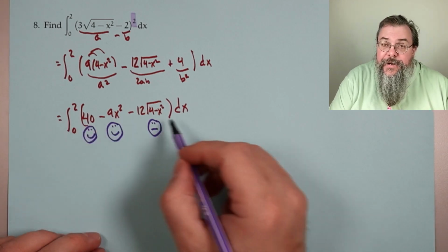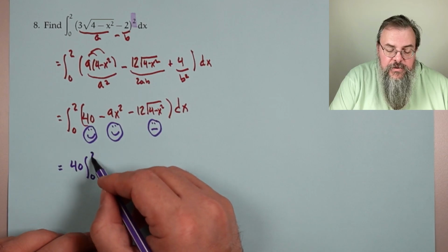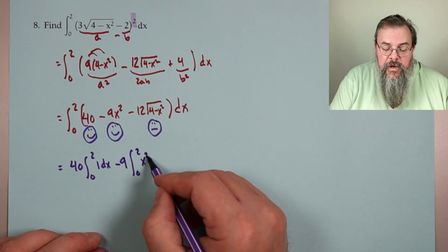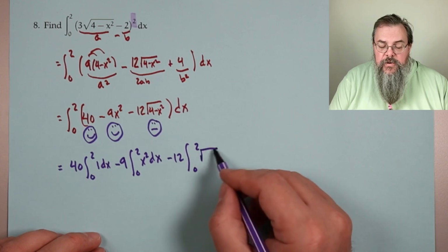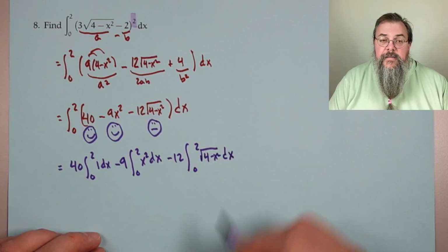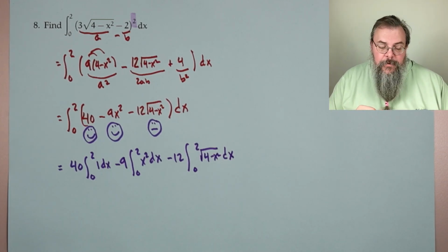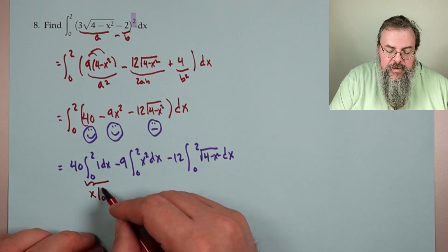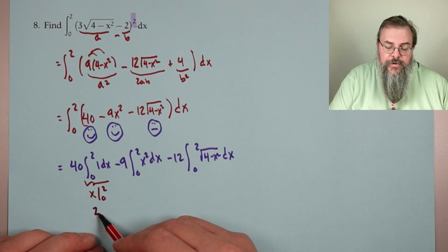So let's break this into 3 pieces. We're going to use linearity of integration. So this is the same as 40 times the integral 0 to 2 of 1 dx, minus 9 times the integral 0 to 2 of x squared dx, minus 12 times the integral 0 to 2 of square root 4 minus x squared dx. All right, let's talk about these one at a time. For the first one, the integral from 0 to 2 of 1 is pretty straightforward. It's x, and then evaluate 0 to 2. Plug in 2, you get 2. Plug in 0, you get 0. And so this comes out to 2.